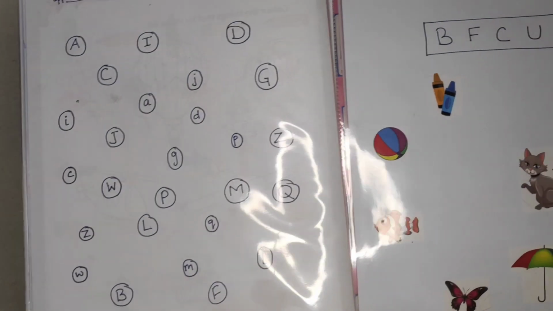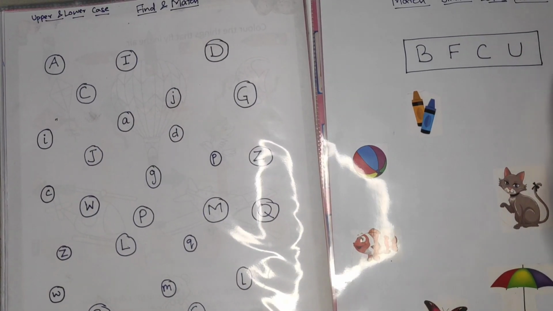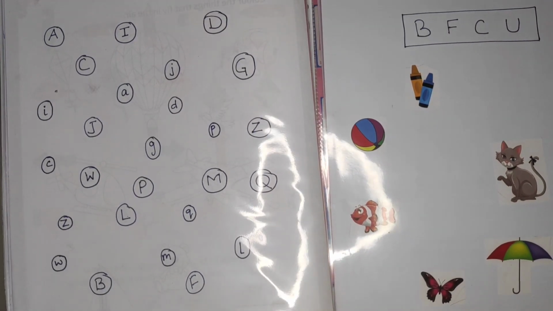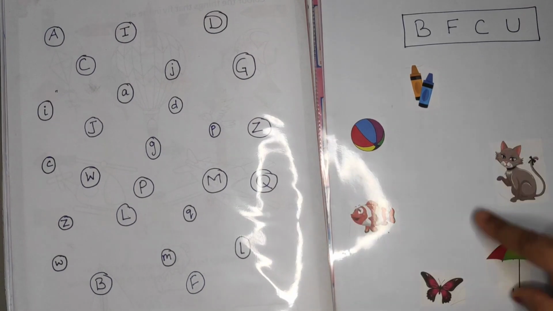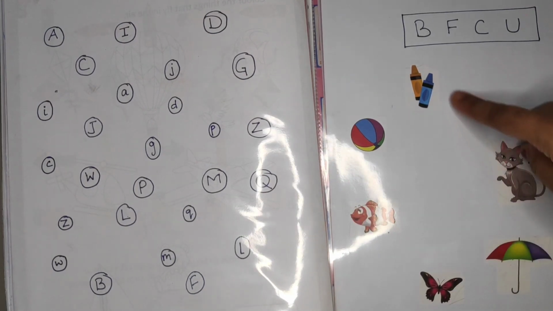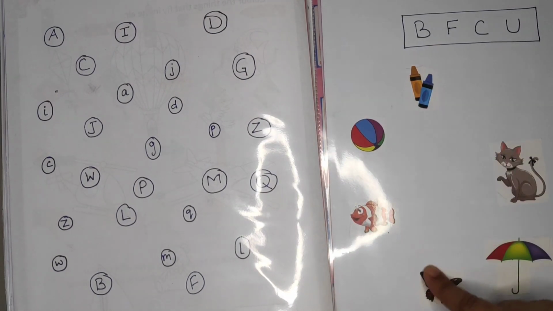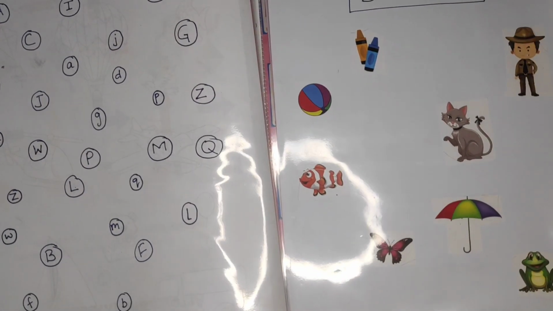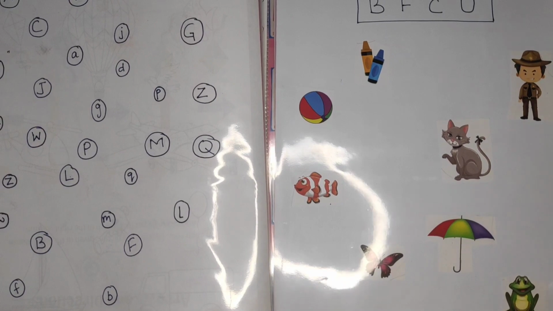Now comes our match similar letter pictures. So how similar letter pictures? Suppose here it is ball and here it is butterfly. Both are B, so they have to join it with the B. Fish, and then we have frog over here. So fish and frog, F.